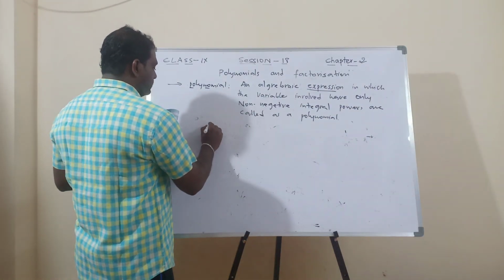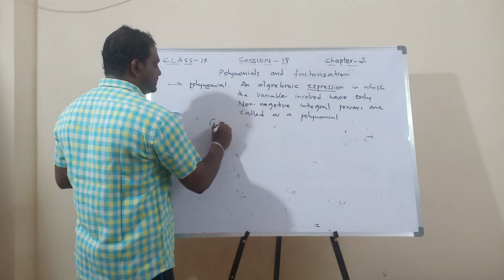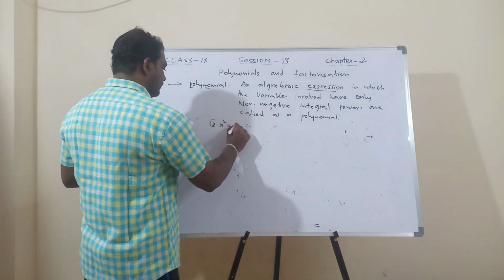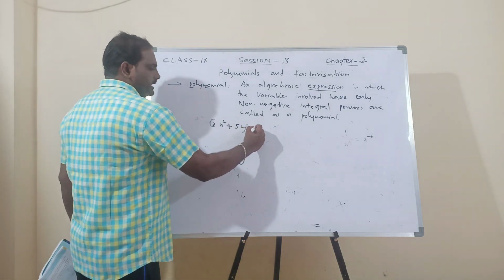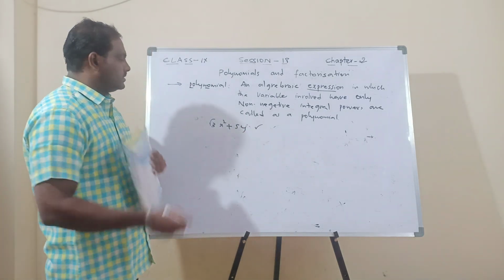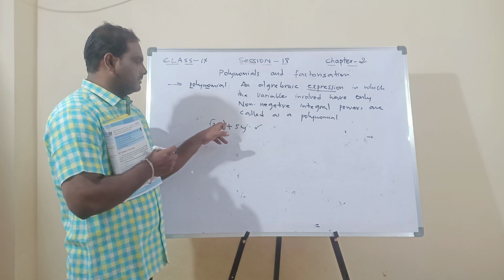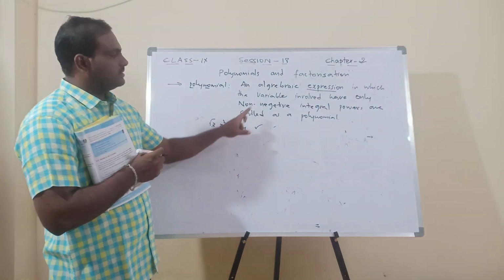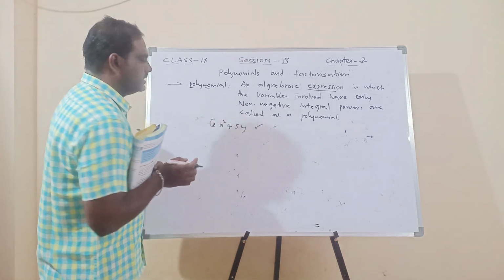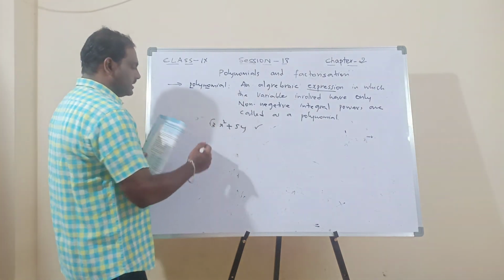Root 3x square plus 5y. Good question, this is also. So it is a yes. Why? Because x square has power 2, plus 5y, y power, if nothing is given, power 1. So both are positive integers. It is a polynomial.